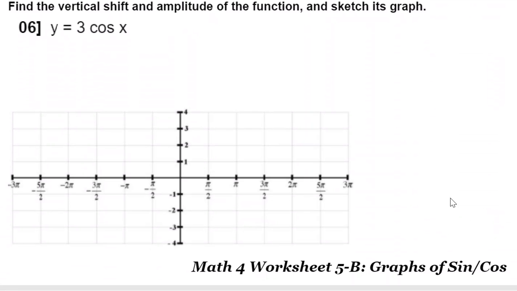3 cosine x means that we have an amplitude of 3. We'll have a period of 2 pi. But this time, we have no other shift. So not the center. The cosine starts from the peak of the amplitude.